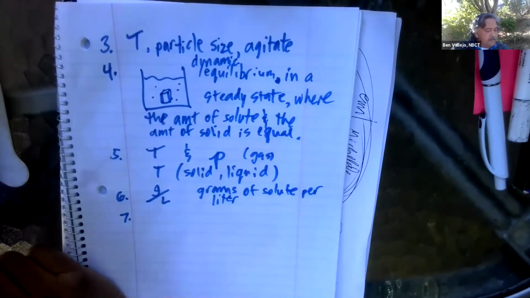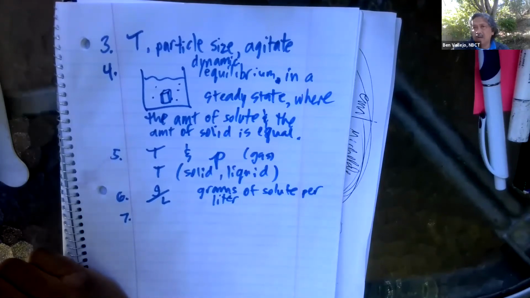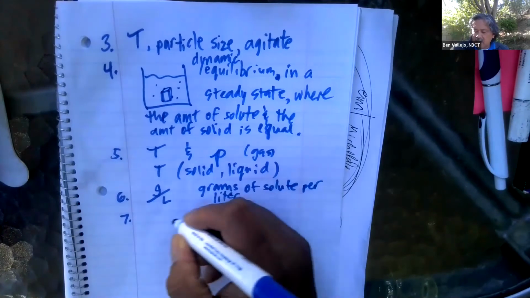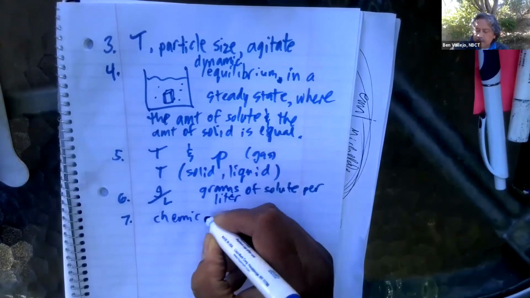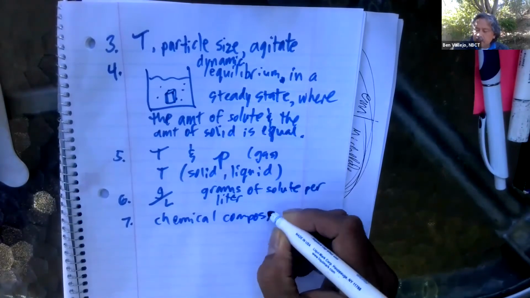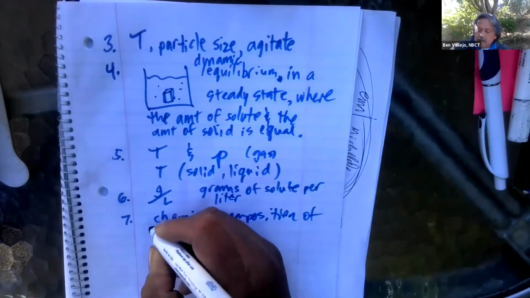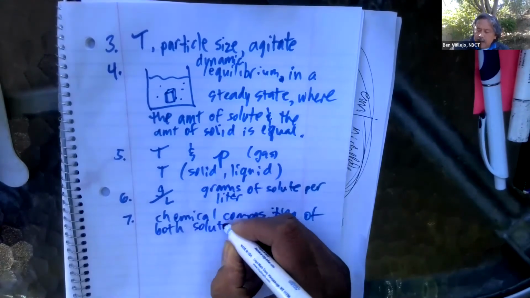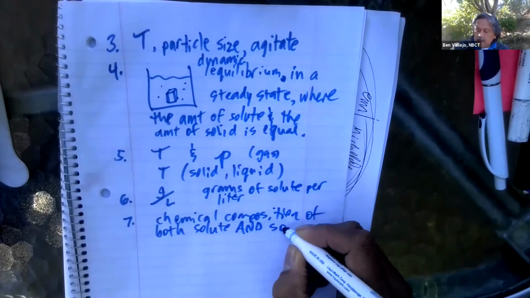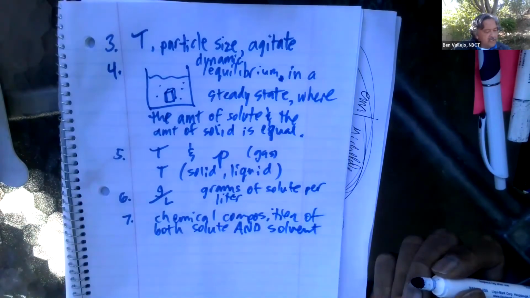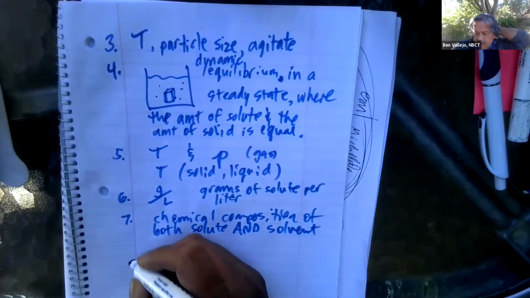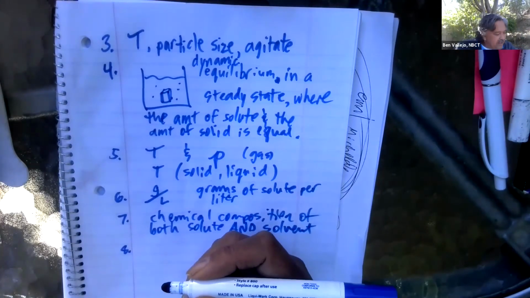So number 7. What determines whether or not a substance will dissolve? Well, it's really what the chemicals are. What the chemicals are made of. Chemical composition, we'll say. Chemical composition of both the solute and the solvent. So that's a good answer for number 7. It's what they're made out of that determines whether or not a substance will dissolve. Okay. Wow, good. I thought I wasn't going to get all these, but I think we're almost there.